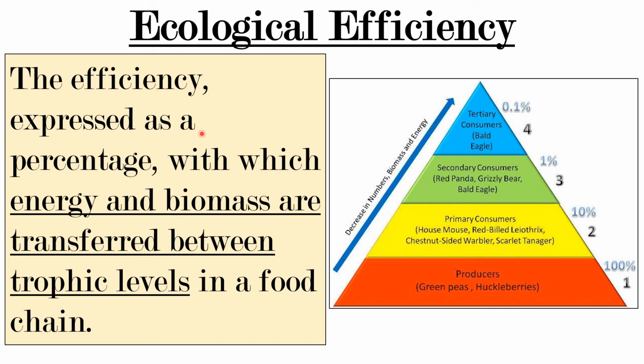So ecological efficiency expresses a percentage with which energy and biomass are transferred between trophic levels in a food chain.